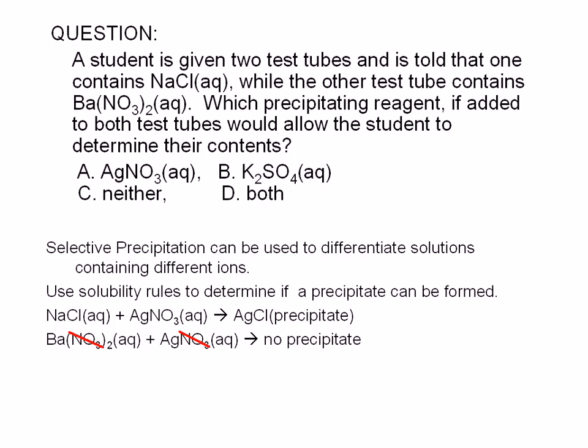This means that silver nitrate will allow us to distinguish the two solutions. NaCl will yield a precipitate when mixed with silver nitrate, but barium nitrate will not. Therefore, choice A is a possible answer, and choice C is obviously not a correct answer.